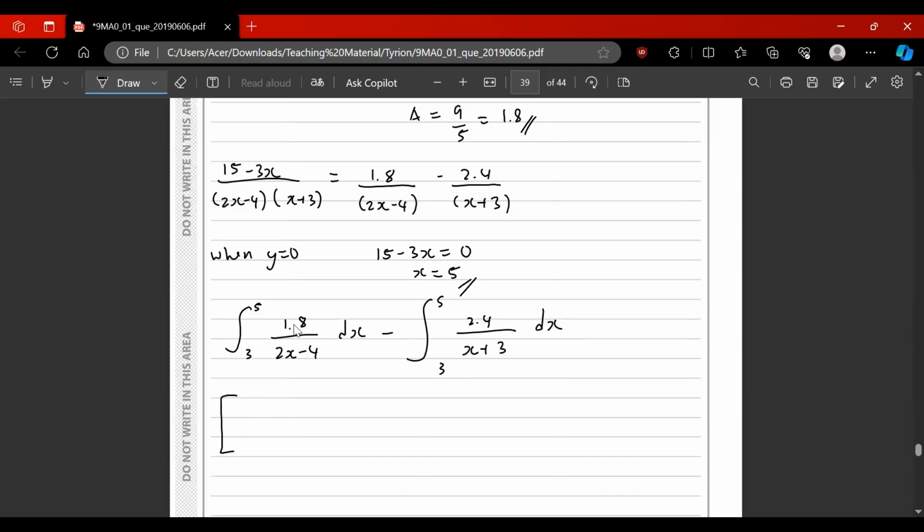So with this one, obviously 1.8 is the constant, so we can leave it as it is. The function 2x minus 4 becomes ln(2x minus 4), and you should also take into account the constant here of the function 2x minus 4. So divide by 2, ln(2x minus 4), minus, for this one we have 2.4 ln(x plus 3). That doesn't change. Right, so then put in your limits.